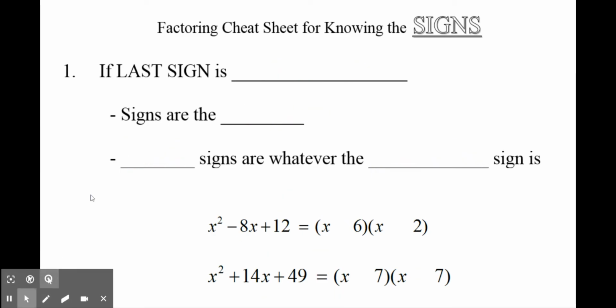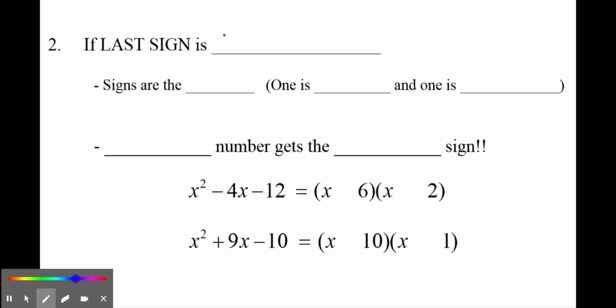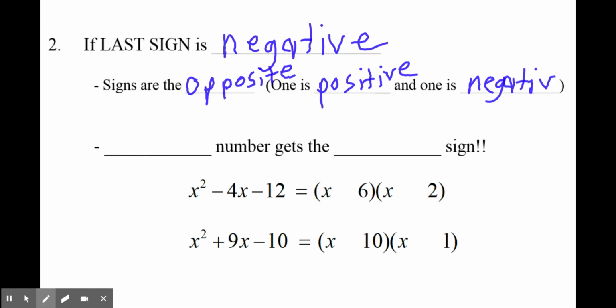We also stated that when the last sign is negative, the signs are the opposite. One is positive and the other one is negative. And a little shortcut that you can remember is that the larger number gets the middle sign.